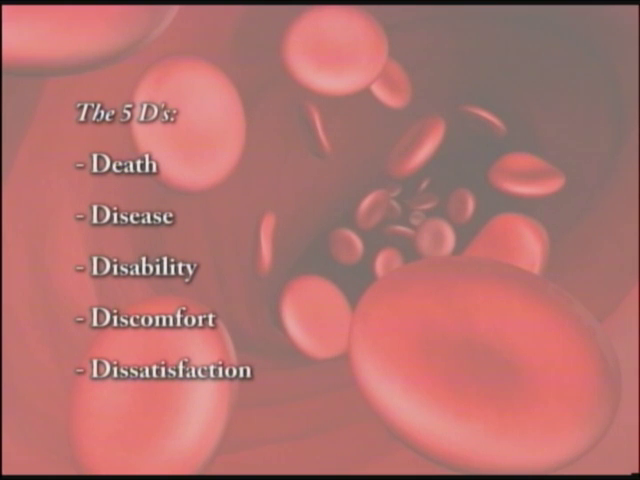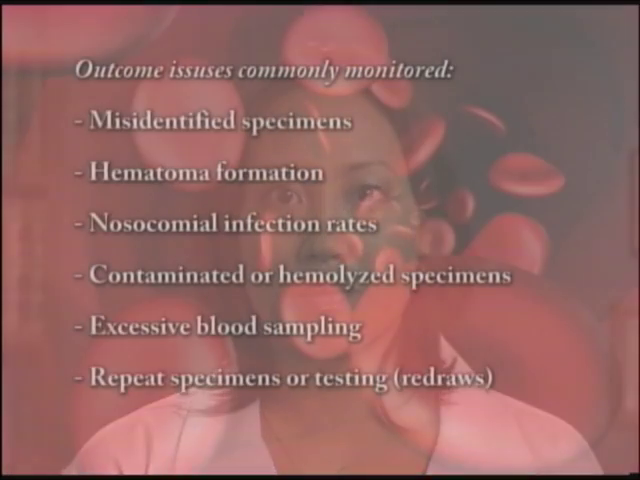Outcomes are what has been accomplished for the patient. Poor patient outcomes have been described as the 5 Ds: death, disease, disability, discomfort, dissatisfaction. Outcomes assessments often rely on information in the patient's medical record, laboratory reports, or what is self-reported.